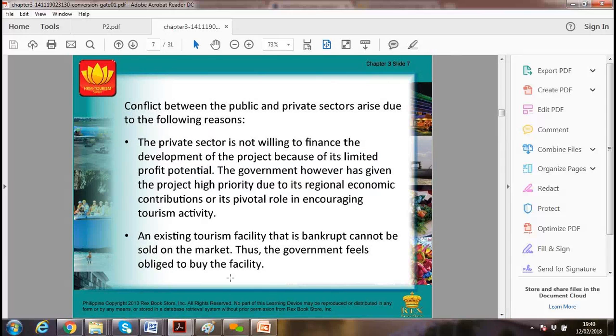Okay, then conflict between the public and private sector arises due to the following reasons. There could be different sorts of conflict, so from a totality point of view, we need to manage it. The private sector is not willing to finance the development of the project because it has limited profit potential. The government, however, has given the project high priority due to the regional economic contribution.